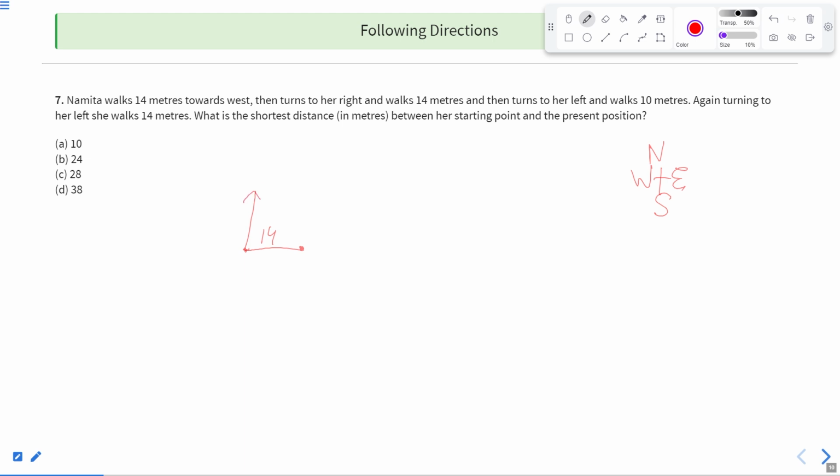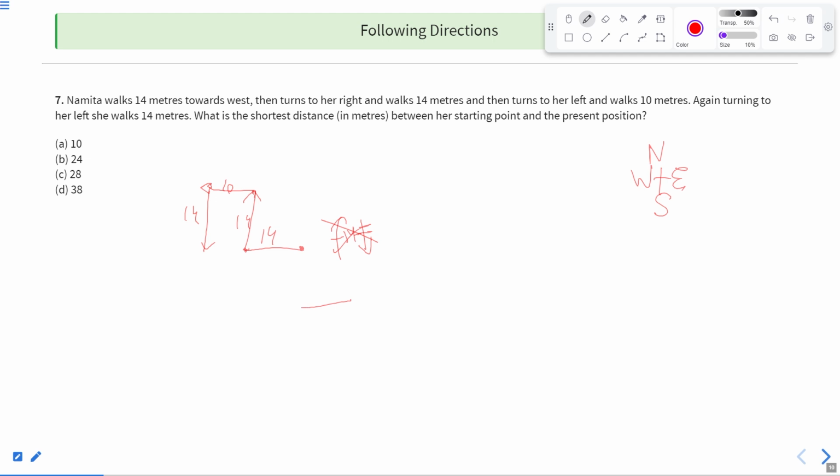It's the right towards north. Walks another 14. Then turns to her left. See, this is the left, which is again 10 meters. Then she turns left again and walks 14. ठीक है. What is shortest distance between her starting and present position? ठीक है. Now we've gone north 14. We've gone south 14. ठीक है. These two cancel each other out.